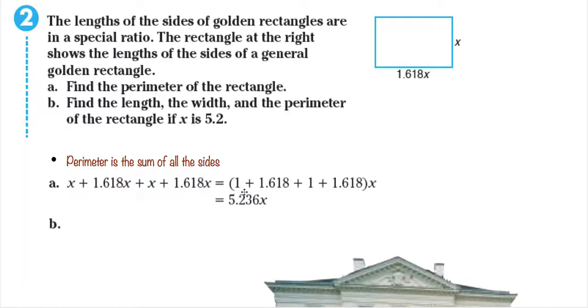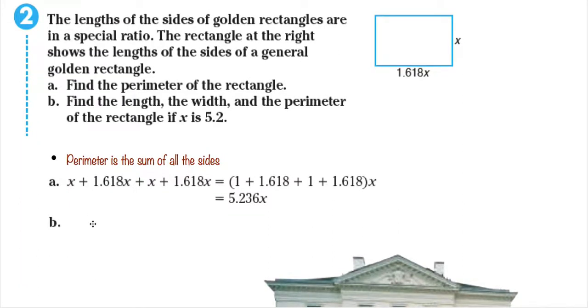Remember, when you talk about the variable x, it is always known that there is an invisible 1 before the x. So the coefficient of your x here is 1. We just don't write the 1 before the x. If you don't see a number before the variable, it is always a 1. So, we found the perimeter to be 5.236x.